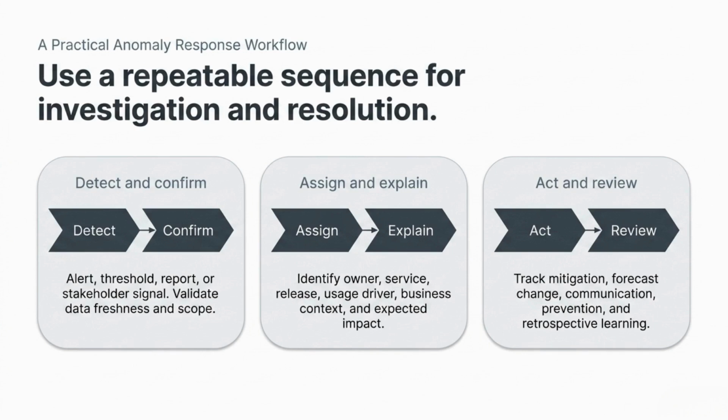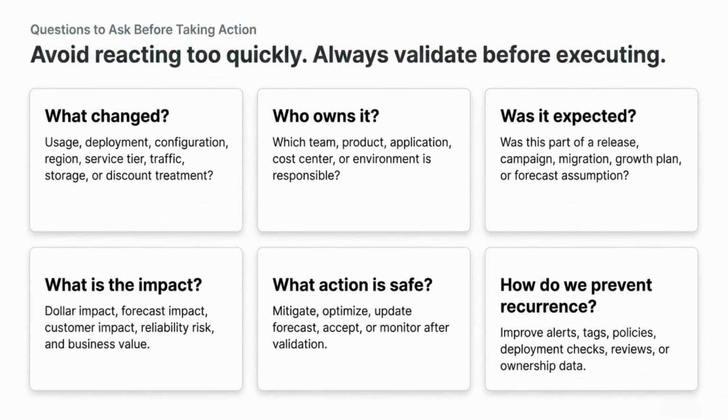Could the alert be improved? Could tagging be improved? Could deployment controls be improved? Or should forecasting assumptions change? Before taking action on a cost spike, ask a few structured questions.